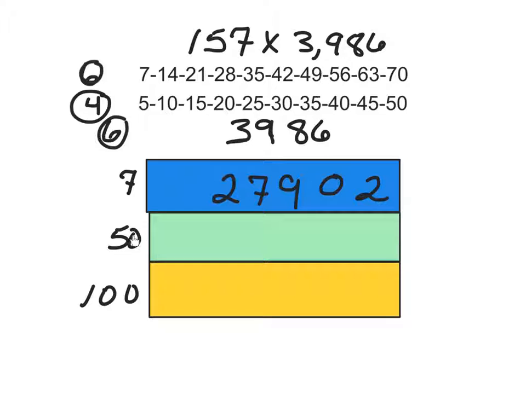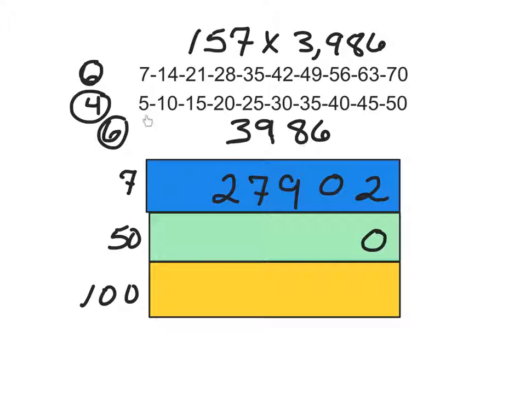Let's move on down here to the 50. And I'm going to do the 0 times any number. In this case, 3,986 will give me 0 right there. And it's really just a place value holder for the 1s column because we already took care of that with the 7. Now I'm going to move on to the 5.